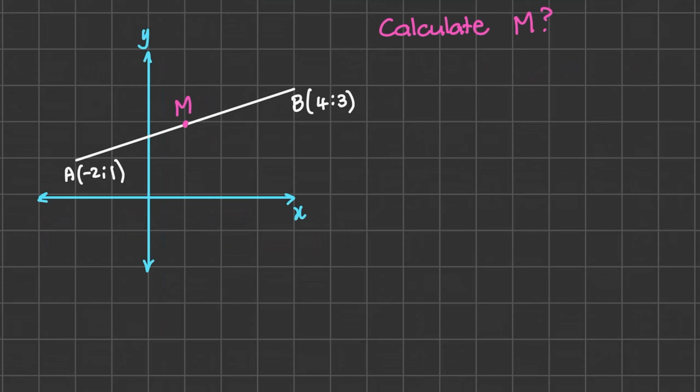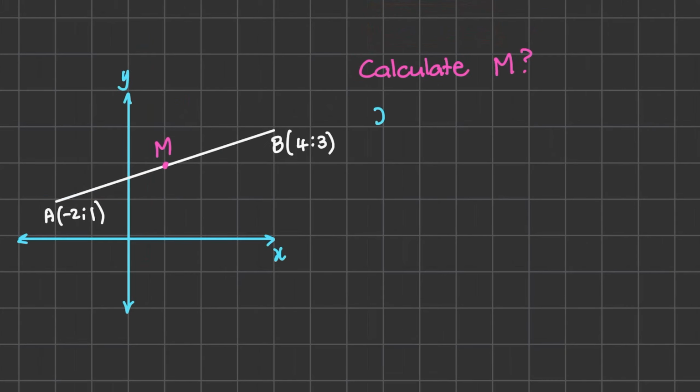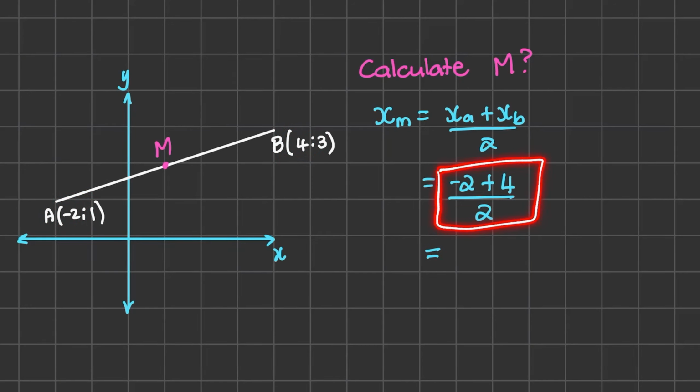So in this example, we are given a line segment A and B with its coordinates and M as the midpoint between A and B. And we want to calculate the coordinates of M. So the x coordinate of M is the x of A plus the x of B divided by 2, where the x of A is -2 and the x of B is equal to 4. And -2 plus 4 divided by 2 is equal to 1.